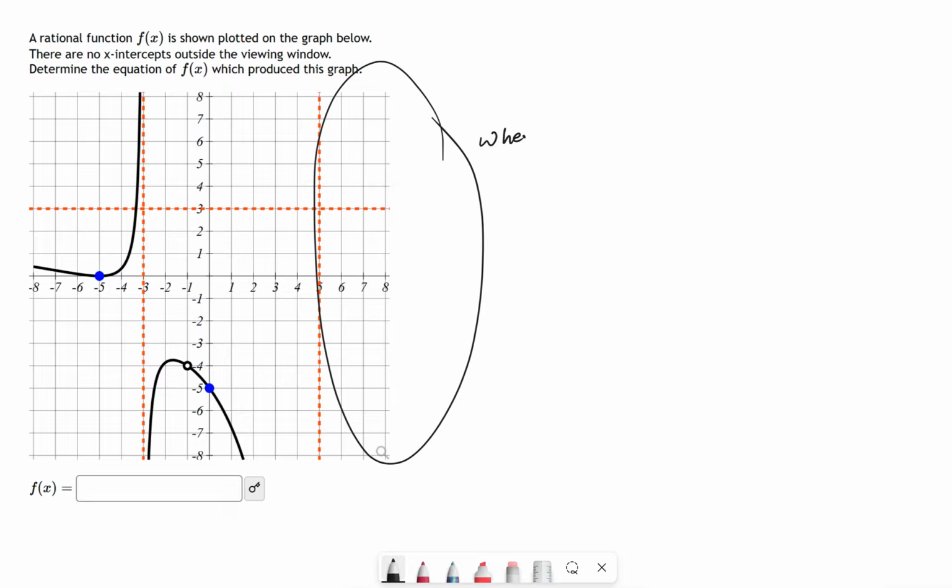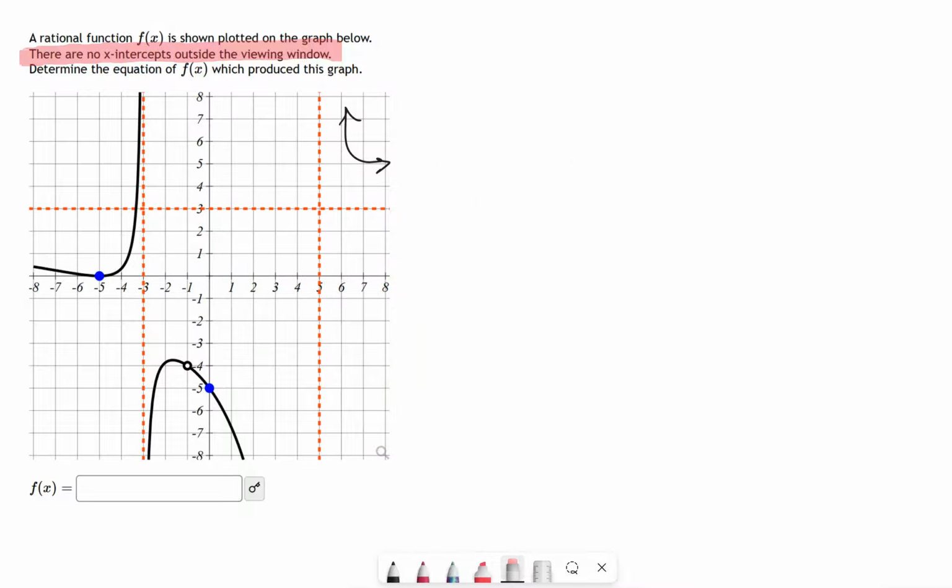In other words, where is the function? We can't quite see it, but it has to be either up here somewhere or down there somewhere. Okay, it's one of those two things. And let me show you why the lower one does not work. Look right here where it says there are no x-intercepts outside the viewing window. That means this right here does not work because that would create a false x-intercept. So that means the function must exist somewhere in that top portion.